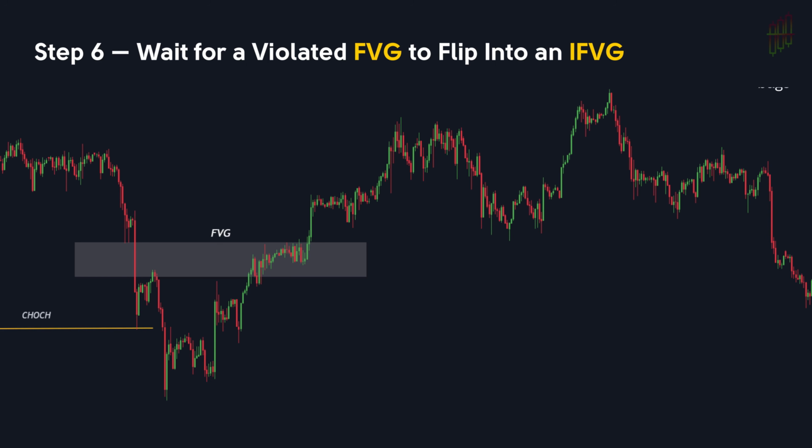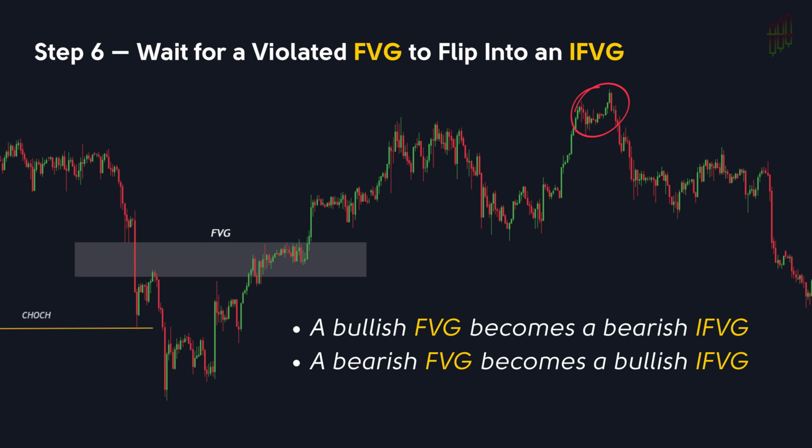This flip is not random. It tells you that the market has absorbed liquidity, invalidated the previous inefficiency, and created a fresh imbalance in the opposite direction as smart money repositions. A bullish fair value gap turning into a bearish inversion fair value gap means sellers have reclaimed the level with strength, while a bearish fair value gap flipping into a bullish inversion fair value gap shows buyers taking control.